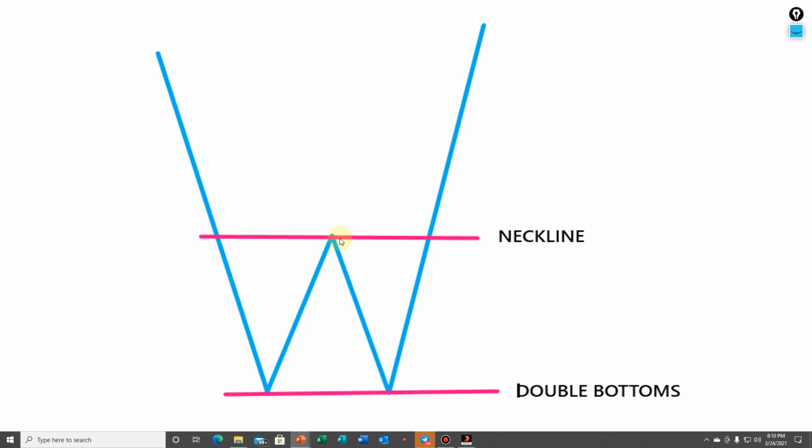The neckline is where the center of the W is. The double bottoms are sometimes called the W formations. Where this peak is in the W is what forms the neckline. So this point is the neckline, and this is the point of the double bottom.